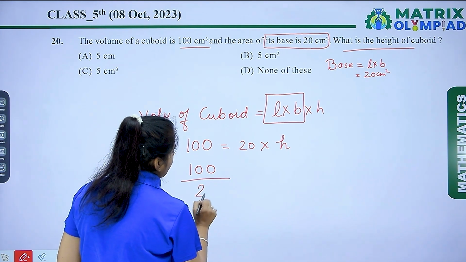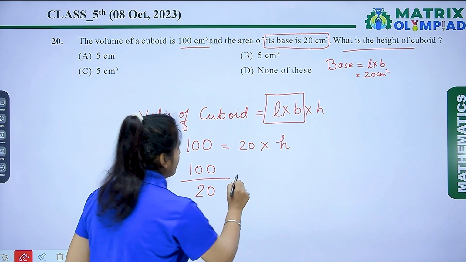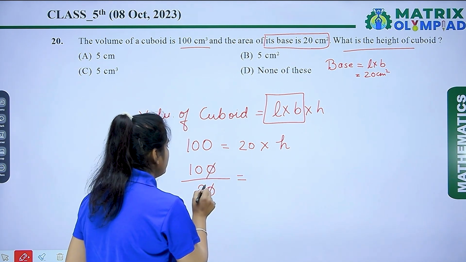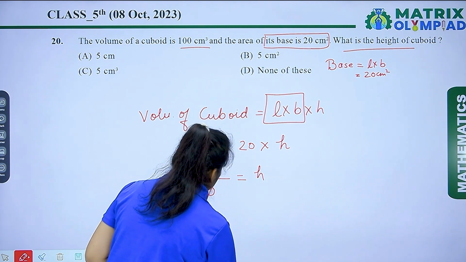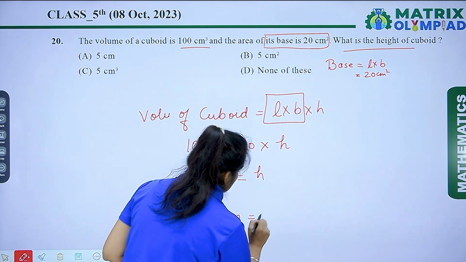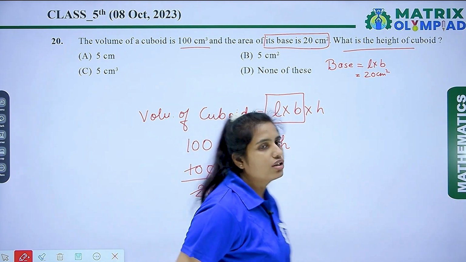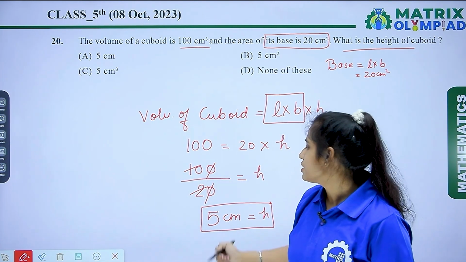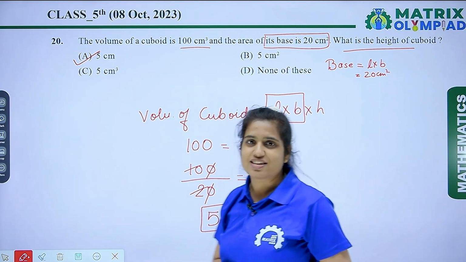20 is in multiplication, we will transpose to the left hand side. Now here it gets divided by 100, so the answer will be 5 centimeter. So we get the height. So the correct answer is 5 centimeter. So here option A is the correct answer.